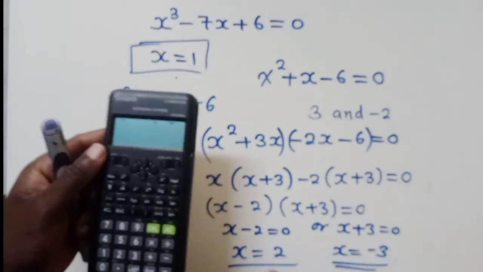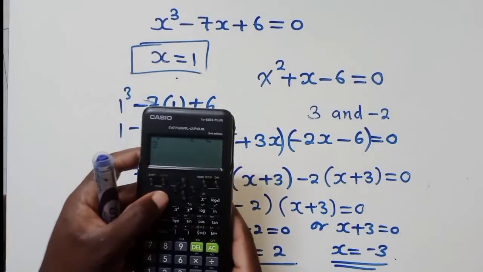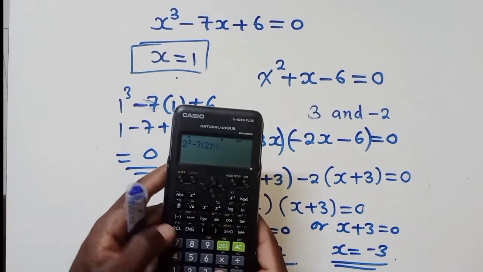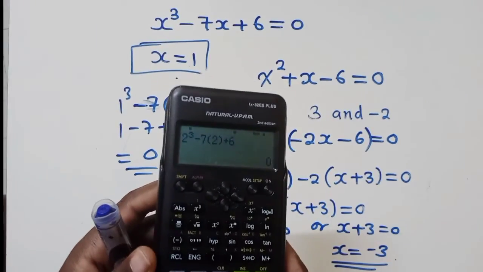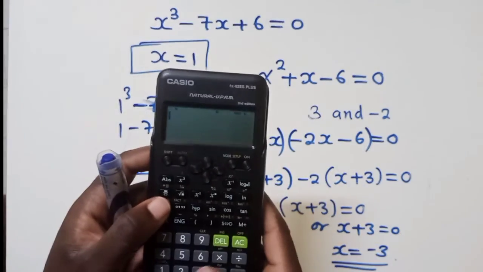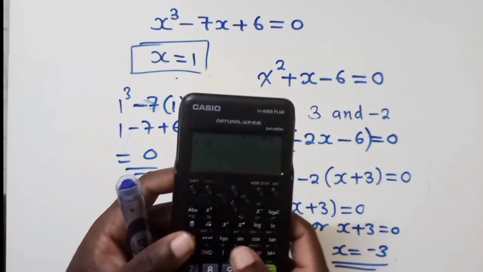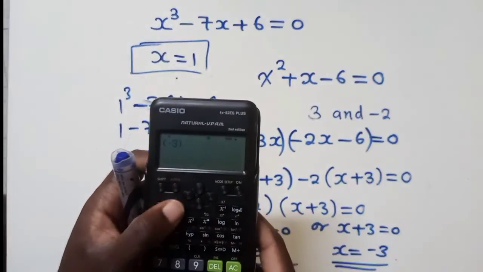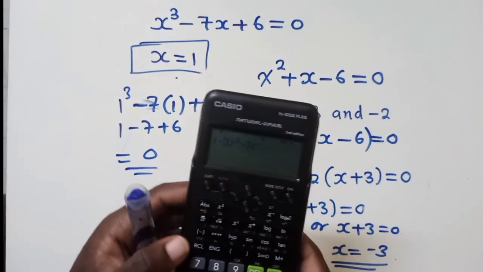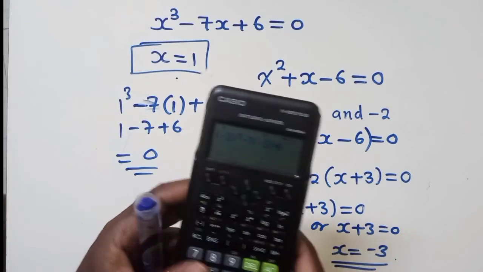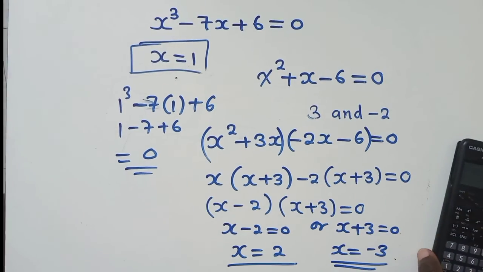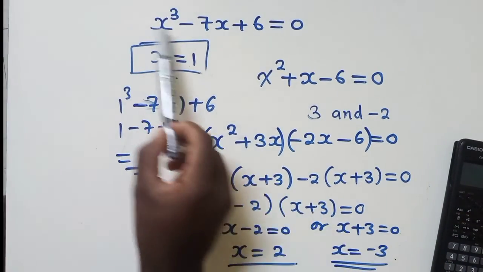Next, let me use my calculator here. So we have 2 cubed minus 7. Put a 2 there where x is plus 6. It's giving us a 0. I guess you can see. Let me try with this one. So we have open bracket negative 3 power 3 there, minus 7, negative 3 plus 6. It's also giving us a 0. So these are the three solutions of this expression right here.